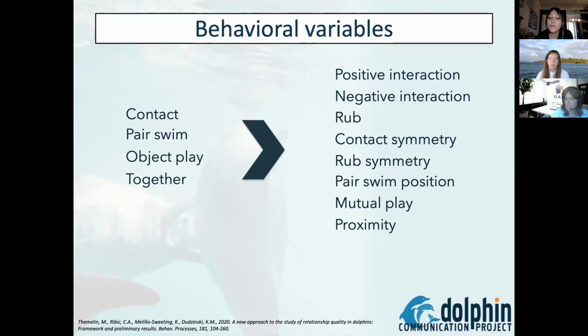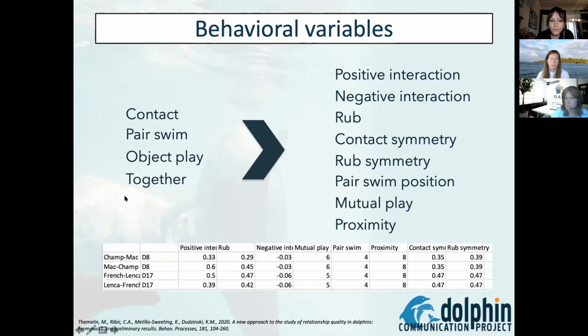And so all those measures were gathered in one table, and here is an example. As you can see, for each dyad, we have 2 lines because we needed the direction from A to B and then B to A. So Champ to Mac and Mac to Champ. And if you look at the positive interaction column, you can see that Mac initiated more positive interactions with Champ than Champ did with Mac, so asymmetrical. And then this table was used during statistical analysis.